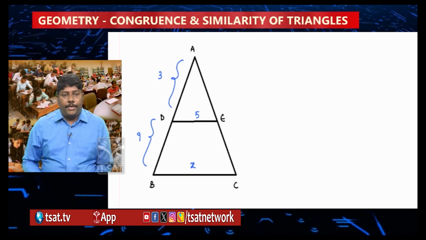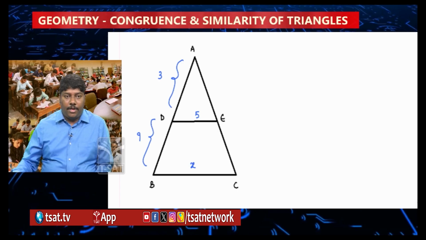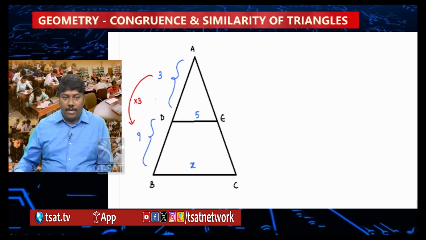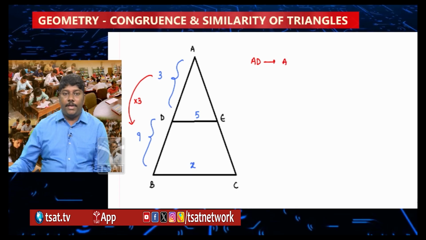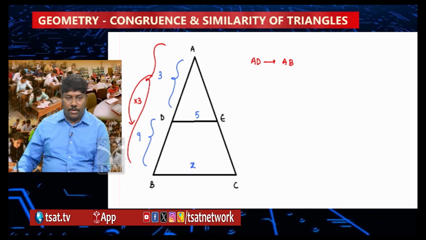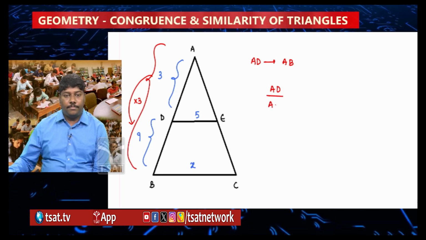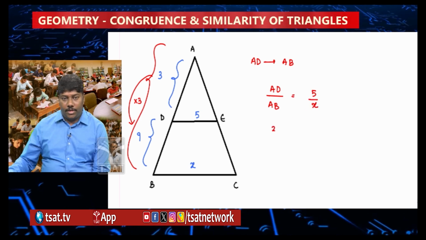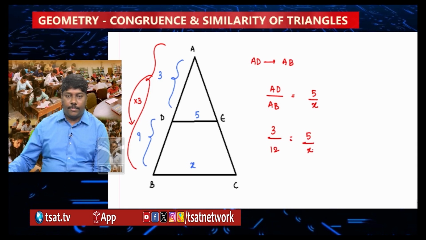In order to find the value of x, now look here, AD becoming DB, 3 becomes 9. If you normally take it, 3 becomes 9, it is incorrect. 3 into 3 is 9. But here you have to look at the side AD to the side AB, which means 3 becomes 12, not 9. So the similarity says AD by AB is equal to 5 by x. So, 3 becomes 12, that is 4 times, therefore 5 becomes 20. x is equal to 20.